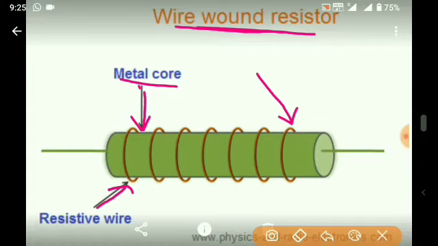Now, the choice of this resistive wire is such that its resistivity does not change with temperature up to some extent. Means it is independent of temperature. We know that generally the materials, their resistivity changes with temperature. But here this material of the wire is taken or chosen in such a way that for a short range of temperature its resistivity remains constant.